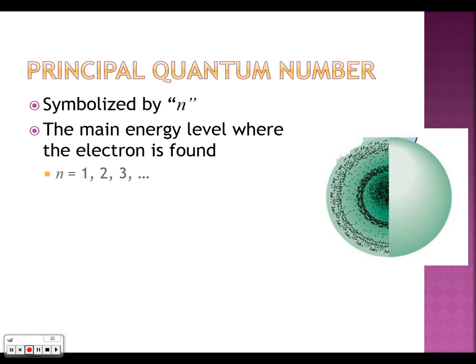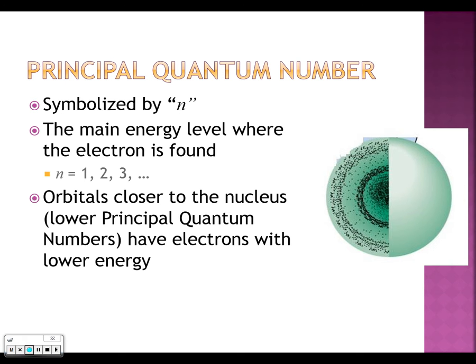All right. So the principal quantum number deals with energy, meaning orbitals that are closer to the nucleus have lower principal quantum numbers, and then those principal quantum numbers increase as we go farther and farther away from the nucleus. All right? Orbitals closer to the nucleus with lower principal quantum numbers have electrons with lower energy. Okay?